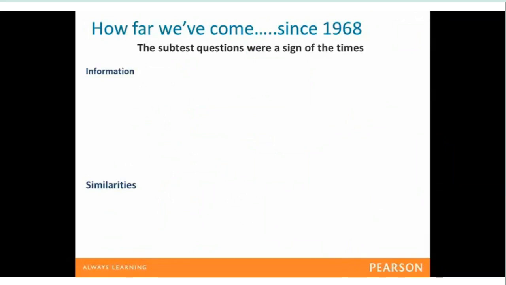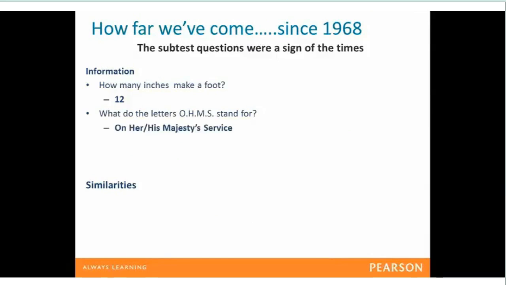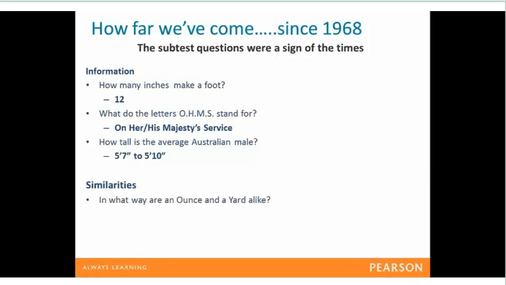Of course, we have come a long way with the verbal questions that we ask children as well. If we look back at those old tests, we can see that it was all pre-metric. We had questions that were very Commonwealth-centered. And this one also shows the sign of the times. How tall was the Australian average male back in 1968? About 5'7", up to 5'10" if you were quite tall. And in similarities, we can see again some of those pre-metric questions, and then things in similarities that we would never put into a children's test today were back then completely acceptable.